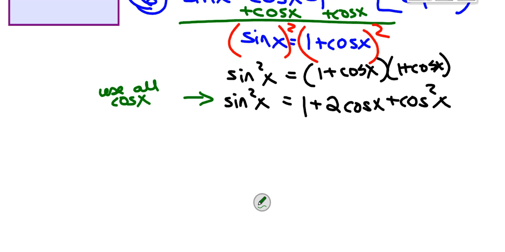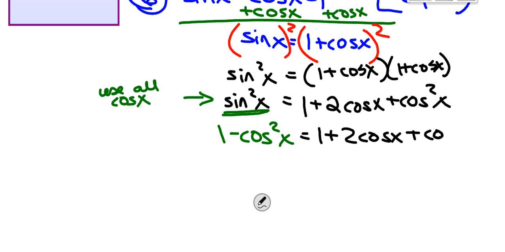So it's this that we're going to change into 1 minus cosine squared x. And so that's all I'm going to do. 1 minus cosine squared x equals 1 plus 2 cosine x plus cosine squared x.